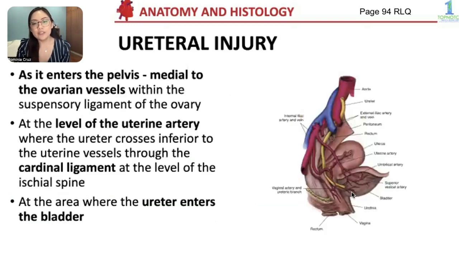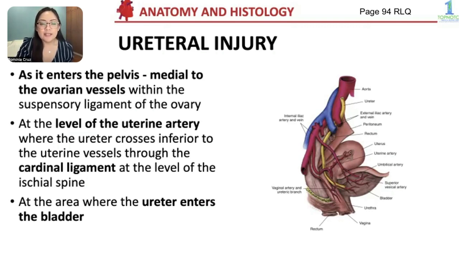Okay, so important to know that during gynecological surgeries, such as in hysterectomies, to be able to remove your uterus, we have to ligate it from all its attachments. And as such, other structures are vulnerable to injury at several points, especially your ureter. And these are the three most common sites for its injury.